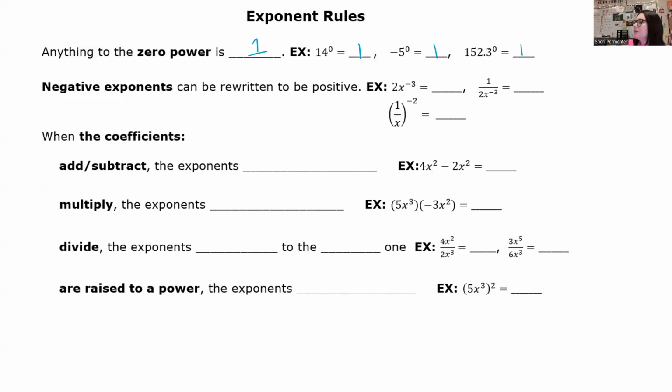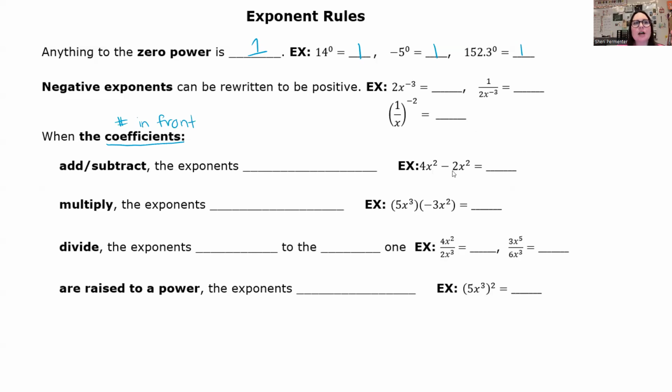Negative exponents. These might be new. So exponents are not new. We've been working with them. In fact, let's come down here. Let's skip this one and we're going to come back to it because this might be new. When the coefficient, that's just the number in front. A coefficient is just the number in front.